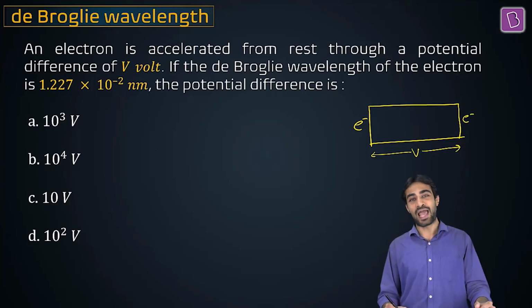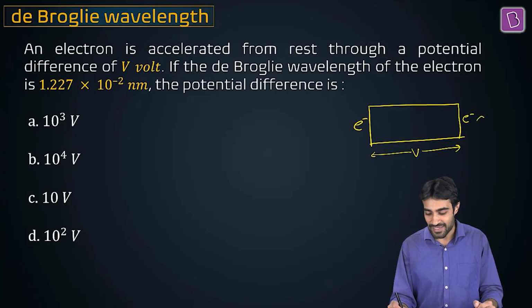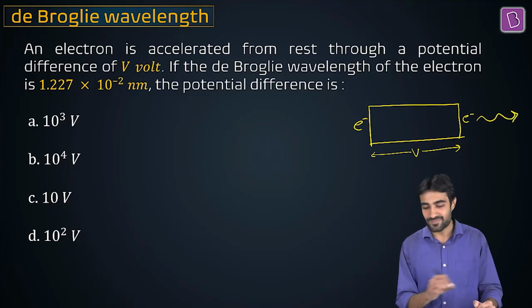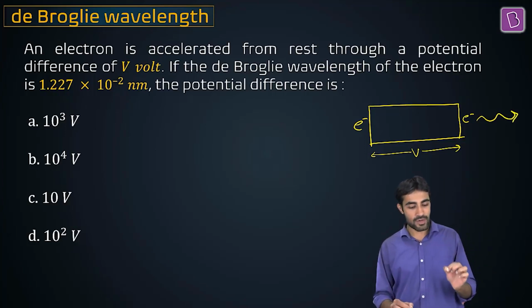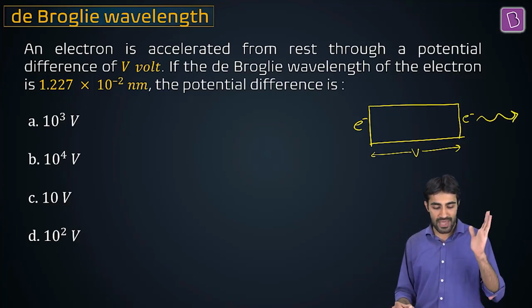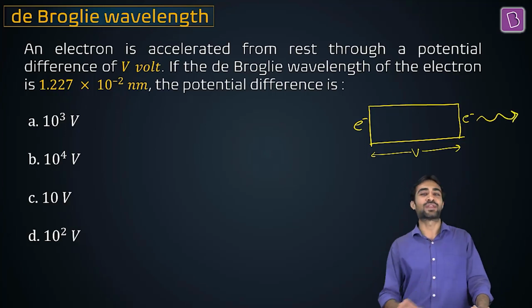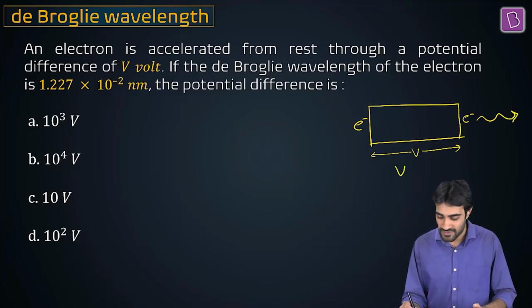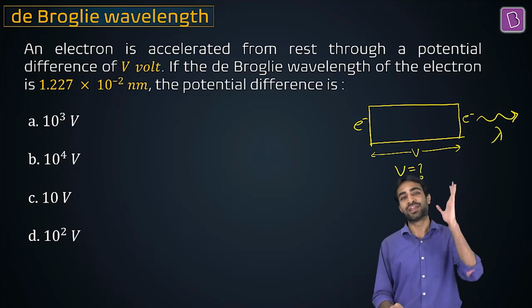And you can guess what happens to this electron. It will gain some kinetic energy. Now this electron is moving. The question says if the de Broglie wavelength of the electron is 1.227 into 10 raised to power minus 2 nanometer, find the potential difference. So what is this potential difference V when we know the final de Broglie wavelength?